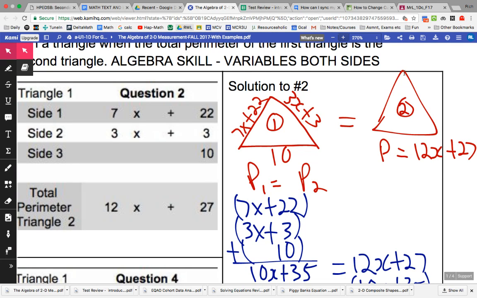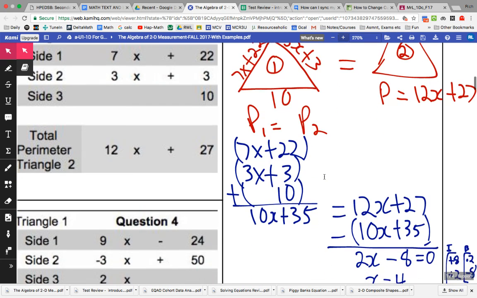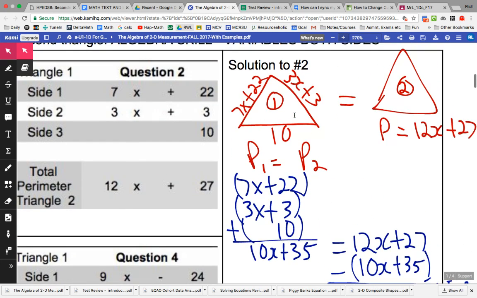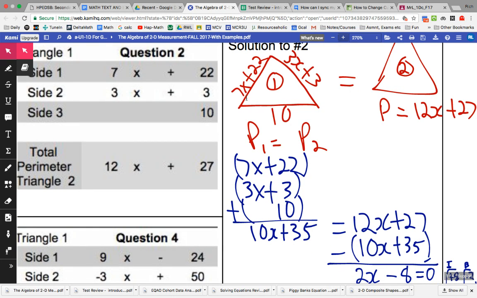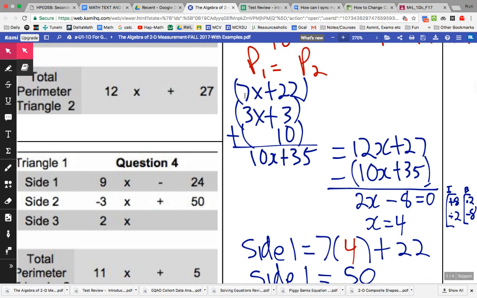And then the second triangle is right here, and there's the perimeter for it, 12x plus 27. That's all the way around already, right? It's already been determined for you. So here's what we know. The perimeter of triangle 1 is equal to the perimeter of triangle 2. So we need a simplified equation for the perimeter of triangle 1 with 7x plus 22, 3x plus 3, and 10. When we find perimeter, we're going all the way around the outside, so we add up the three sides. Here's triangle 1: 7x plus 22 plus 3x plus 3 plus 10.